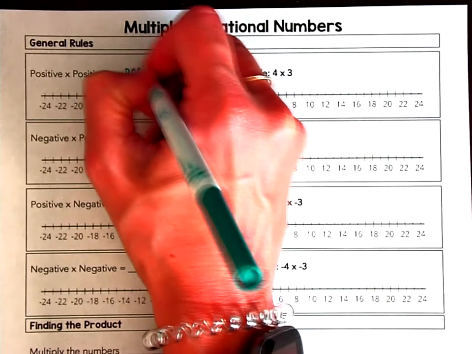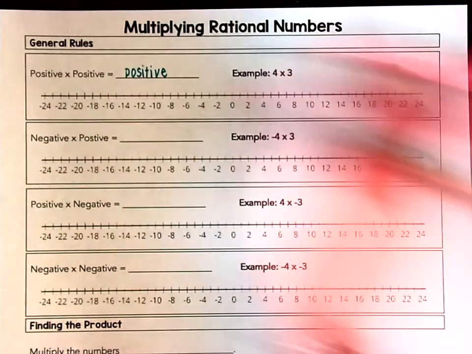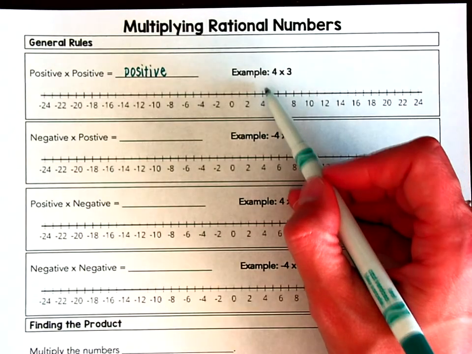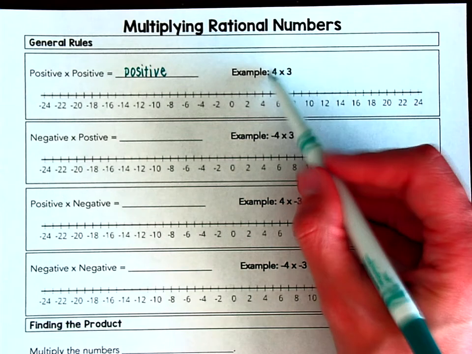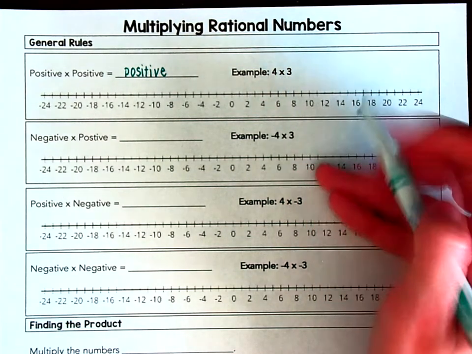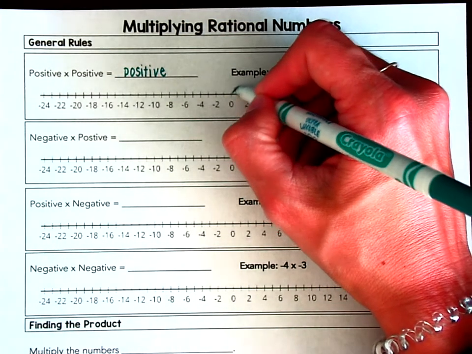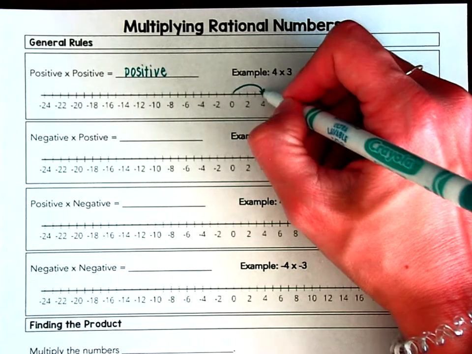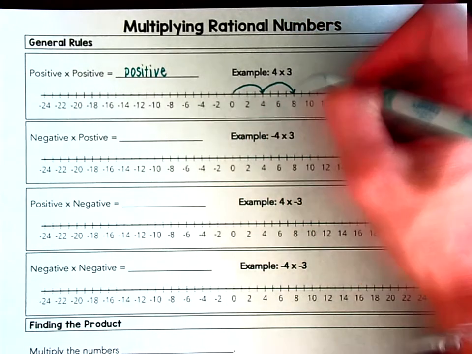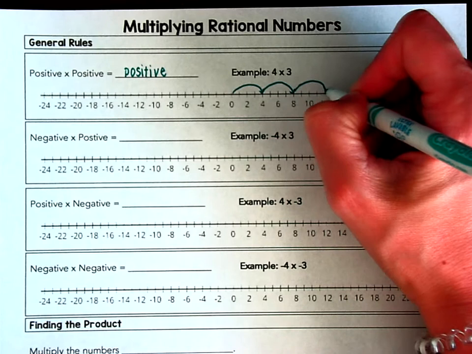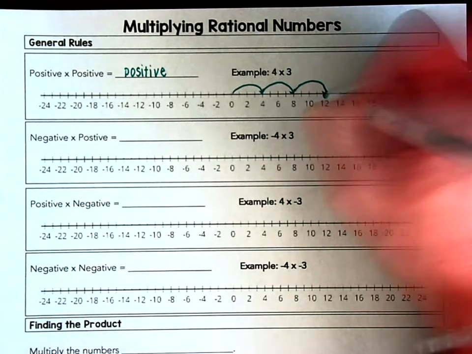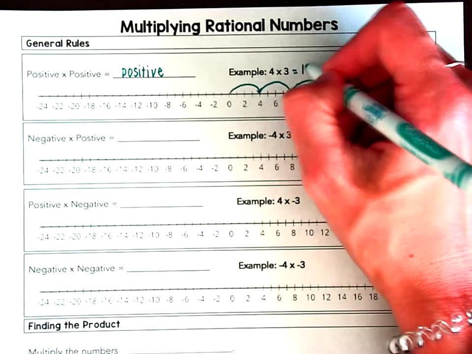And I can prove this to you using that number line. So we have our example 4 times 3, which really means we have positive 4, 3 times. So we can show that on our number line. So show positive 4 once, another, and a third time. And we end up at positive 12 on our number line.